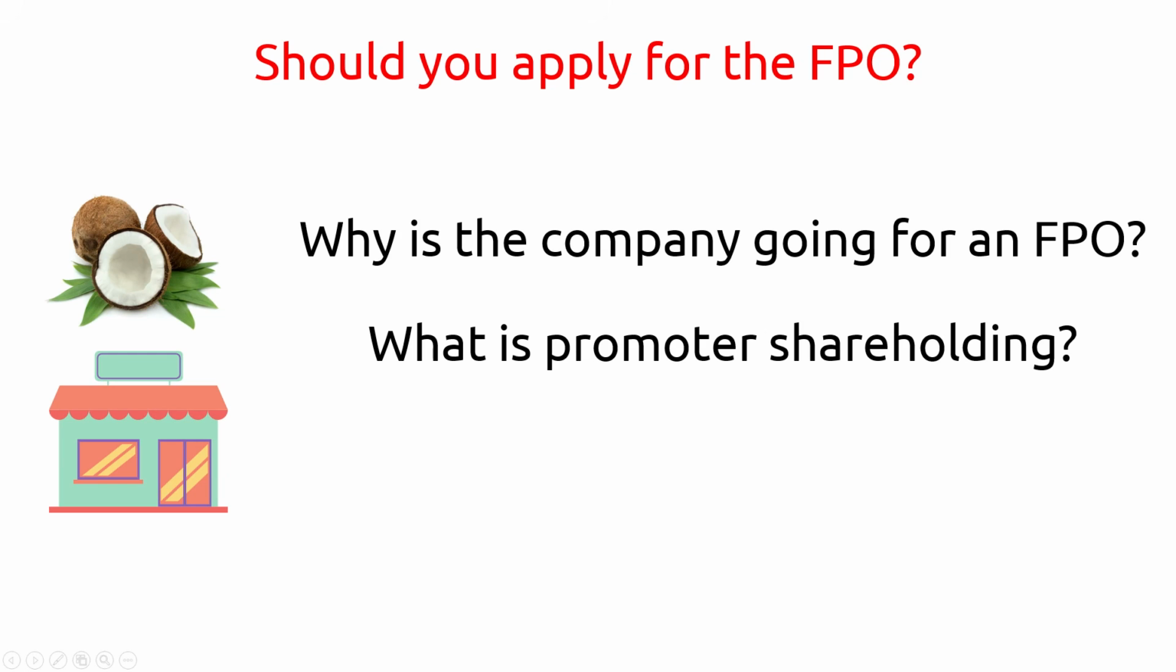Whereas if you see an OFS in an FPO, that is, if promoters are trying to sell their own shares in an FPO, then it is a bad sign. Okay? Why do the promoters want to sell their own shares in an FPO? What is it they are hiding? Correct? That is a bad sign. So if the promoter shareholding increases or it stays the same, then it is good. But if they are trying to sell their own shares in an FPO, then it is bad.